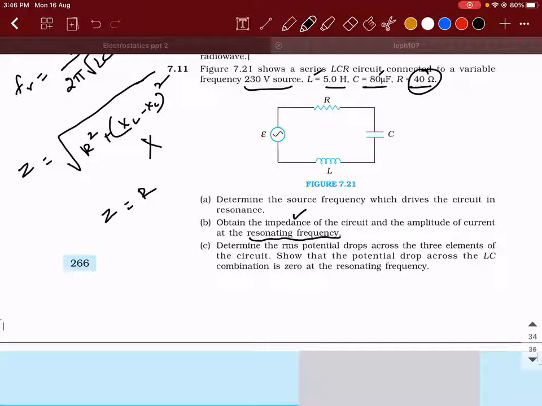And what is going to be the amplitude of current at the resonating frequency? I naught will be equal to E naught divided by R. Calculate and you will get the answer. All the things are given in the problem.